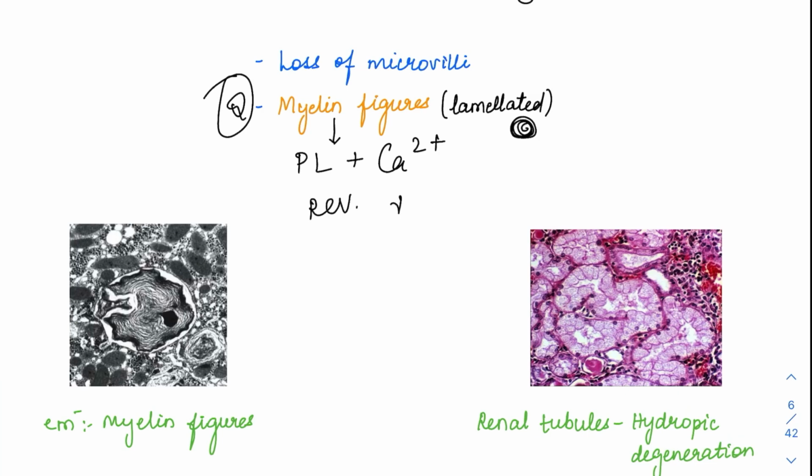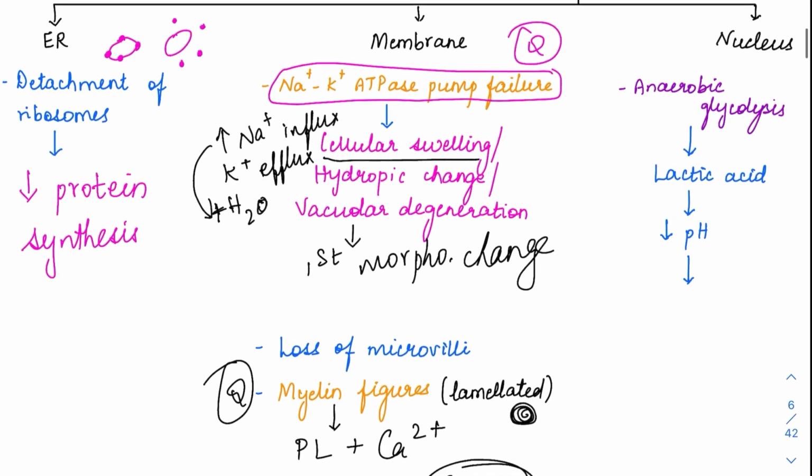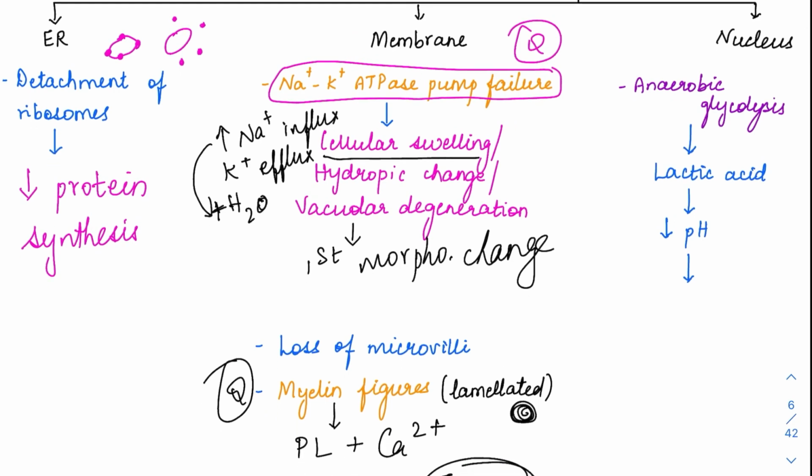So they are seen in reversible and irreversible injury, but the number of myelin figures will be more in the irreversible injury. So it is not specific for reversible or irreversible, it is present in both, but the number is more in irreversible cell injury. And in the nucleus, what happens as a result of this decreased ATP?